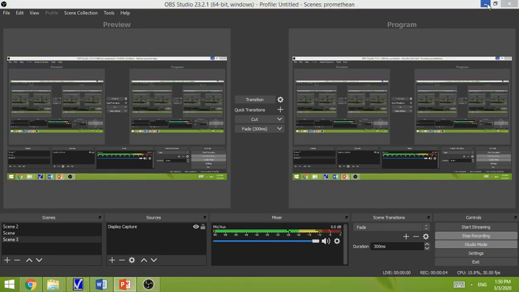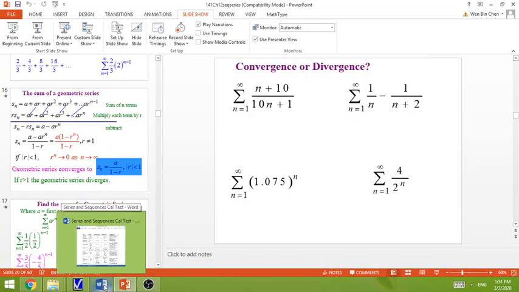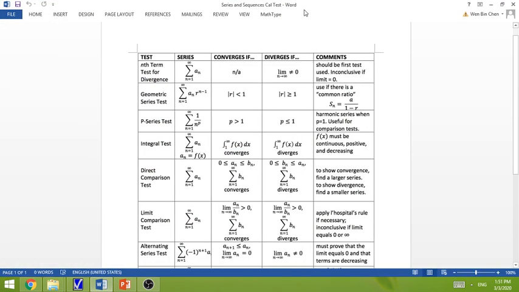Okay, good morning, class. Today I just want to talk about sequences and series, the convergence and divergence tests for Calculus BC. So here's the chart that shows all types of series, whether they're considered convergent or divergent. Okay, let's start with the basic one.